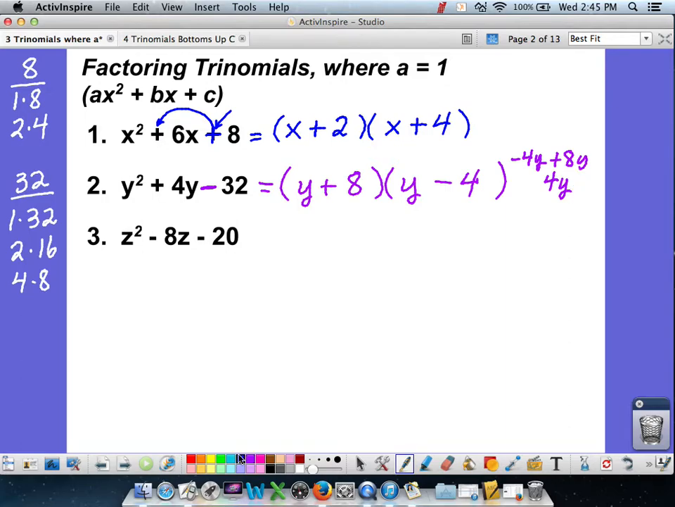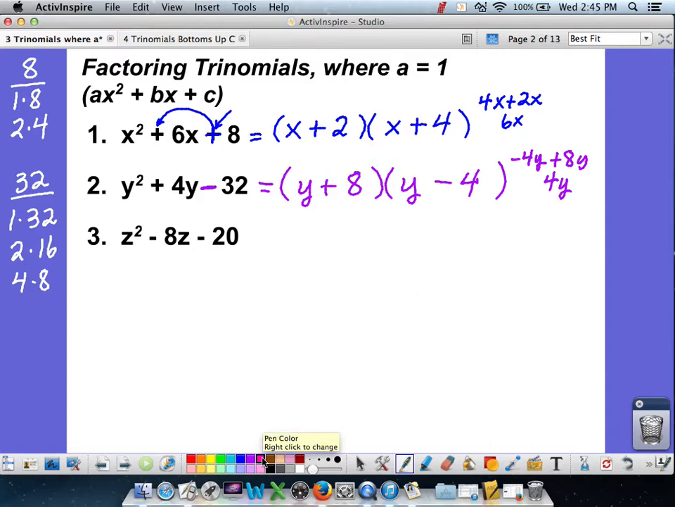Going back to number 1, checking this. Outer terms, x times 4 is 4x. Inside, 2 times x is 2x. Added together is 6x. That is that middle term right in the middle.